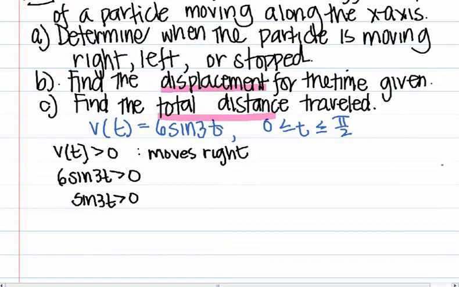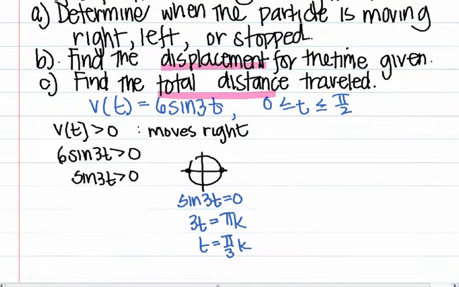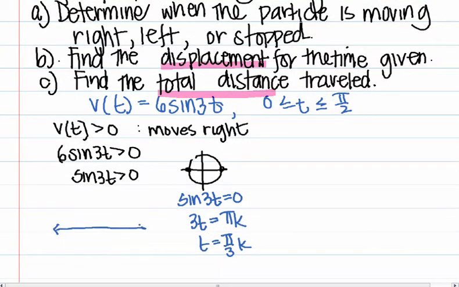And now using your trig, that means you need to solve for when sine of 3t equals 0. Think about this on your unit circle. Sine is equal to 0 at 0 and pi. So sine of 3t equals 0 when 3t equals pi k, or t equals pi over 3 k. And on our given interval, 0 to pi over 2, we have pi over 3 in here, and we're going to make a sign chart. And it's going to be positive here and negative here.